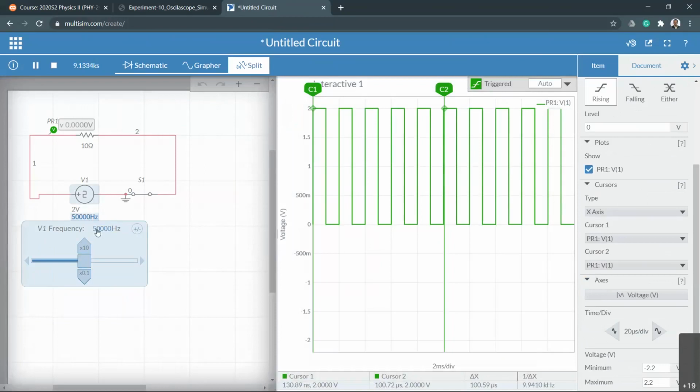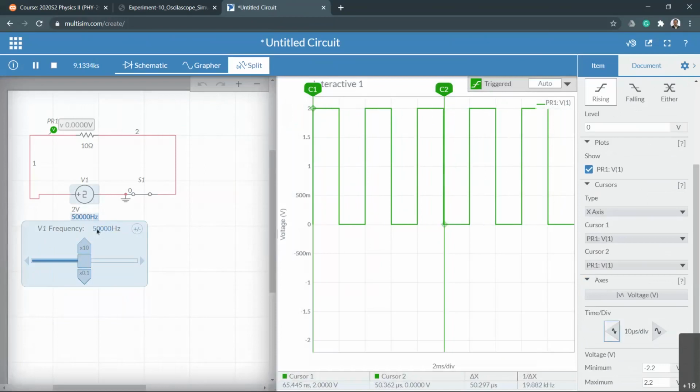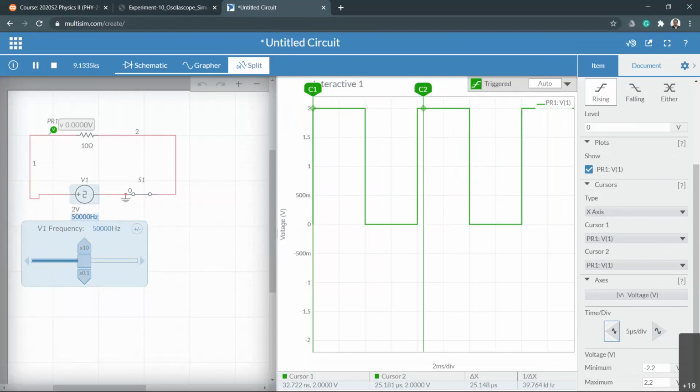Let me know if you have any difficulty doing any of this operation. Usually this should work fine with any computer because it's working on the web browser, nothing to download or anything. So there should not be any problem at all. Okay, does anybody have any problem so far? Everybody okay?